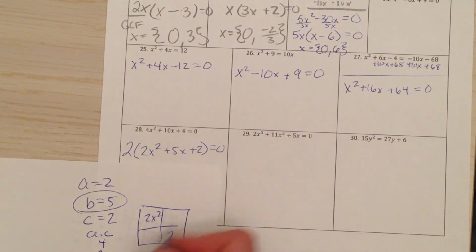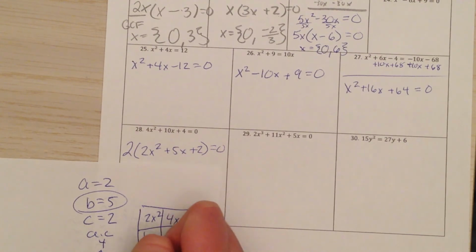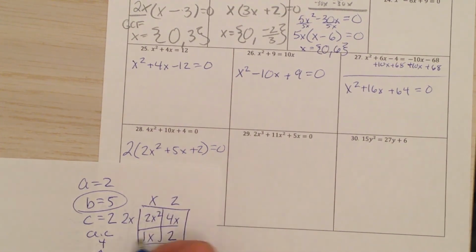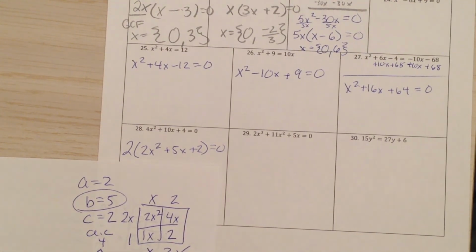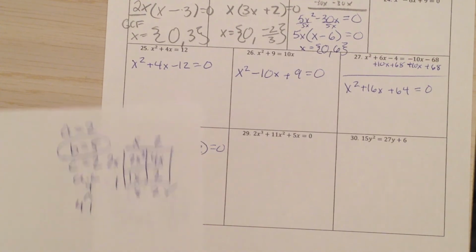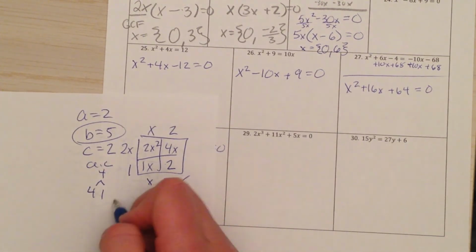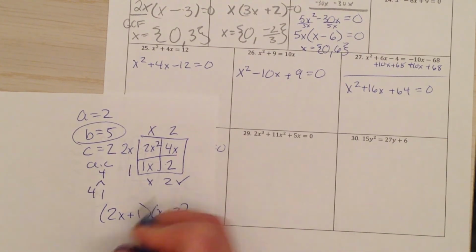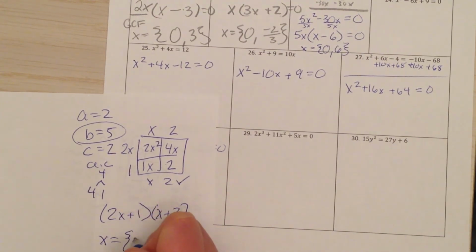I'm going to split that 4 and that 1 in between these two. It doesn't really matter where you put it. I'm going to put the 4x up there and the 1x down there. So I pull out a 2x and get an x and a 2 left over. Pull out a 1. There's nothing in common there. So I get an x and a 2 left over. Yeah, I keep getting off the screen. Apologize for that. So my factors are 2x plus 1 and x plus 2. So my solutions are negative 1/2 and negative 2.